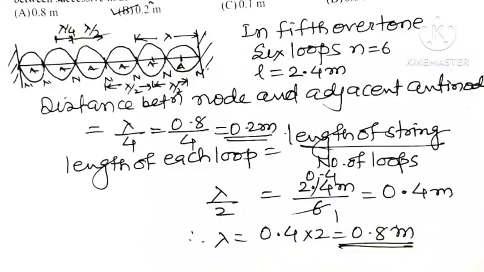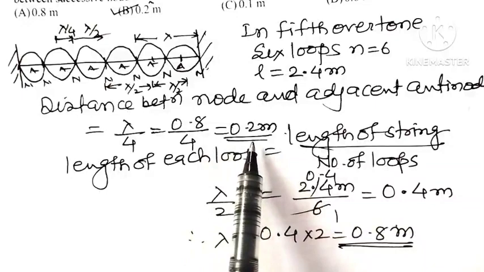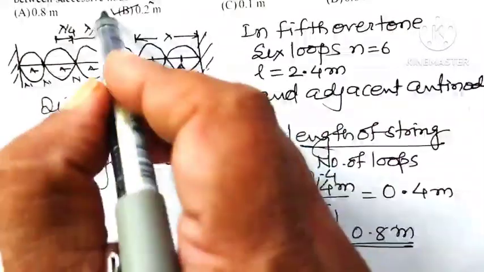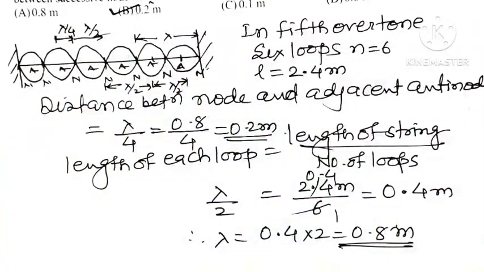So the distance between node and adjacent antinode is 0.2 meter. So the correct option is option B.